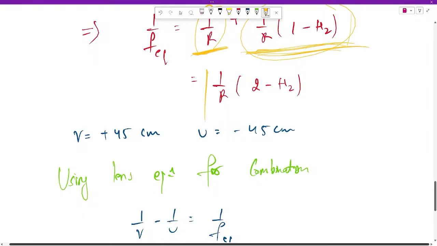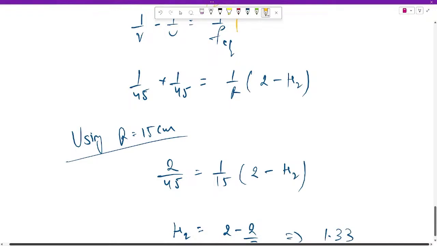Now this is the F equivalent for the case when the liquid is present between the lens and the plane mirror. Again we will assume that there is no plane mirror, because the plane mirror only changes the direction of V. If there is a plane mirror, then V equals minus 45 centimeter. If there is no plane mirror, then V equals plus 45 centimeter. Now we will apply the lens equation again with F equivalent. So 1 by V would be equal to 1 by 45 and U would be minus 45, so minus 1 by U would be equal to plus 1 by 45.